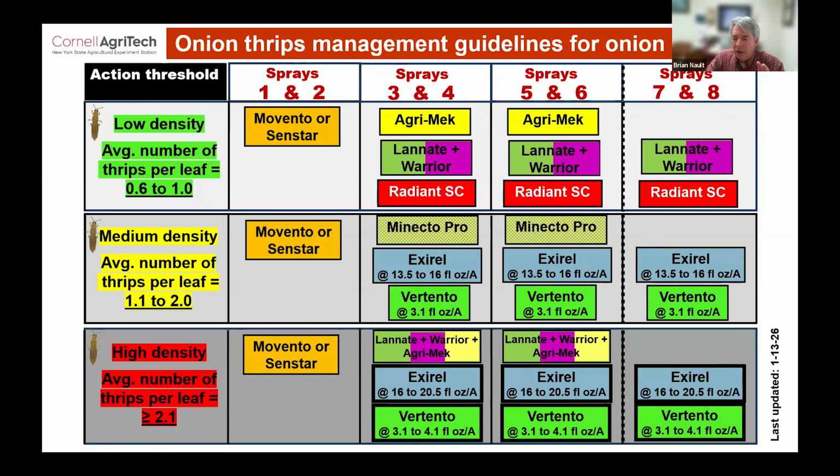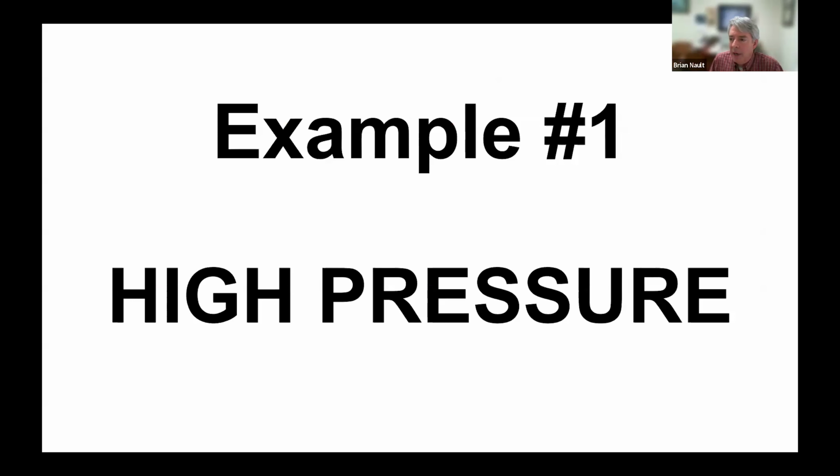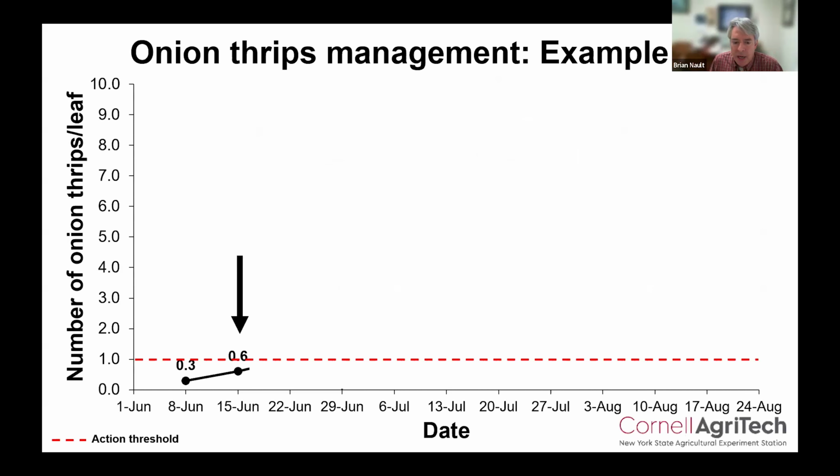All right, there are lots of caveats to this, and I think it's easier to talk about the caveats by talking about examples. So I'm going to go through 4 examples now. Example number 1, high thrips pressure. Okay, so early on, the thrips population should be monitored weekly, ideally in your fields. And once we get to 0.6 or 0.1, we need to start pulling the trigger.